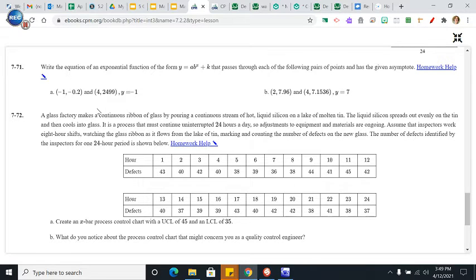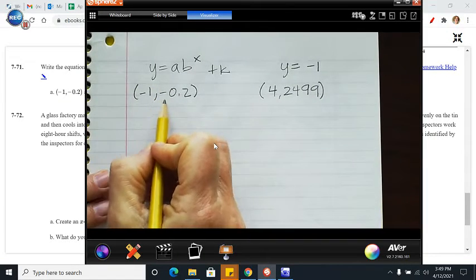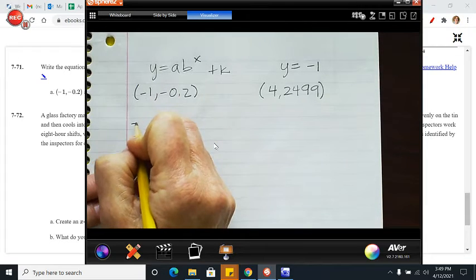Okay, so I've got the point -1, -0.2. And I've got the point 4, 2499. And you're probably noticing, 0.2, this is almost 2,500. And in 5 intervals, it's going from 0.2 to 2,500. So it's probably related to multiplying something by 5. But I want to make sure you know how to do this algebraically. This is on the test with the asymptote in it. Okay, so we can plug these points into the equation.